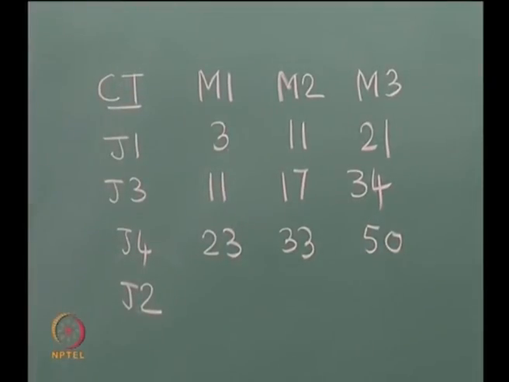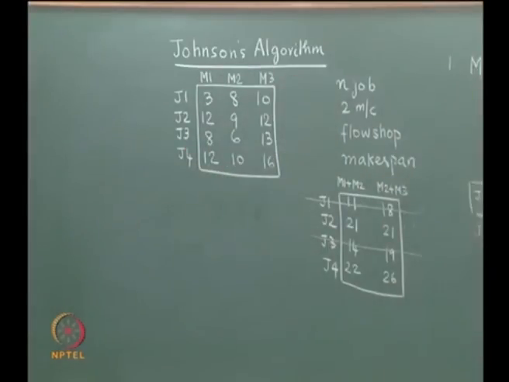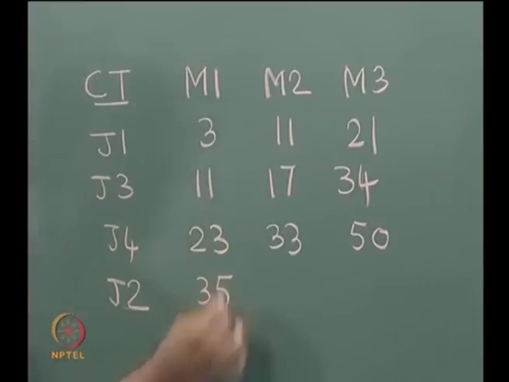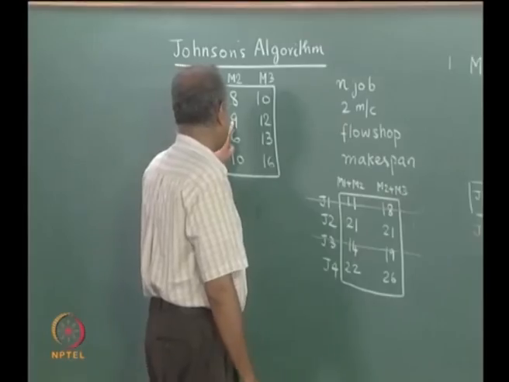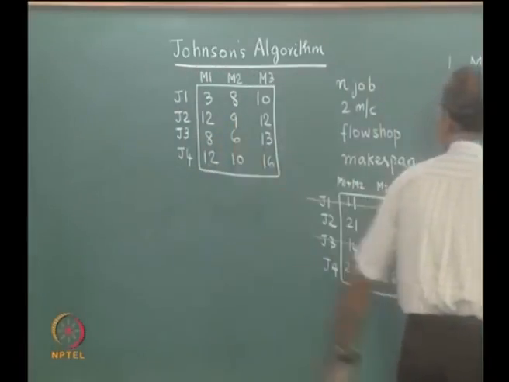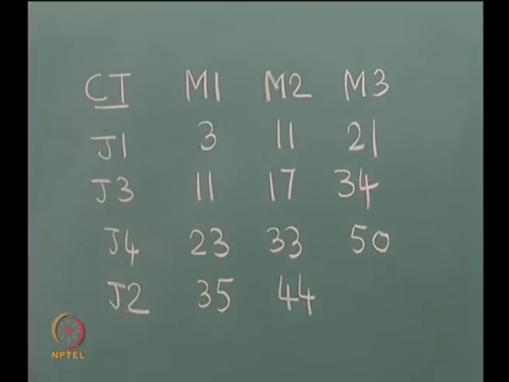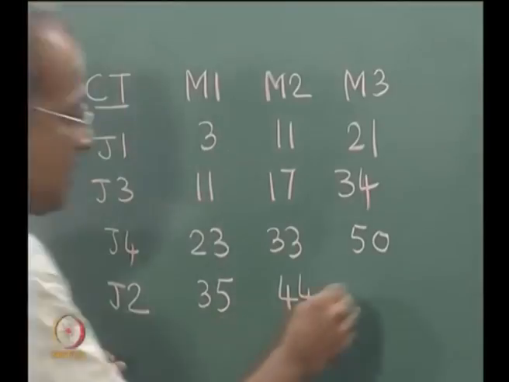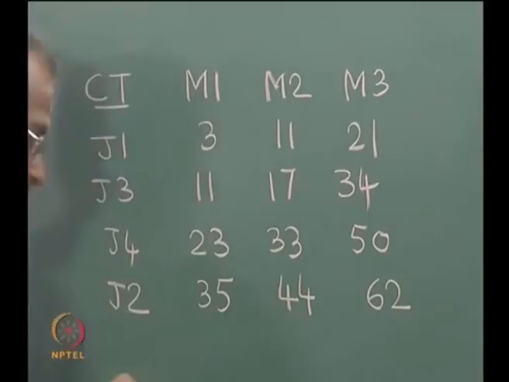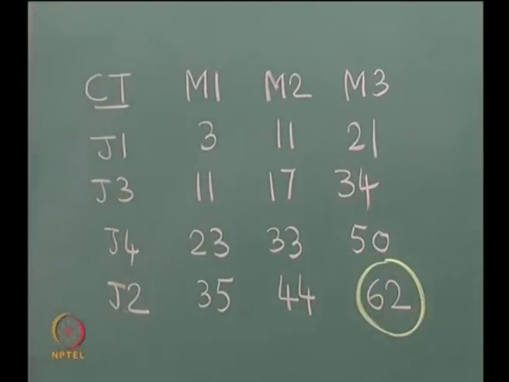Now J2 enters M1 at time equal to 23. So 23 plus 12, 35, it comes out. So at 35 M2 is available. So it takes another 9 units, 35 plus 9 is 44, but has to wait till 50. So at 50 it visits M3, takes another 12 units and comes out at time equal to 62. So once again the make span for the second sequence is also 62.